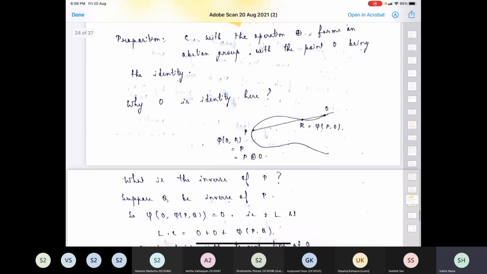So the proposition, you can easily check it. The associativity is a little bit cumbersome, but otherwise it's okay. Now, this operation is an abelian group, where the point O is the identity.